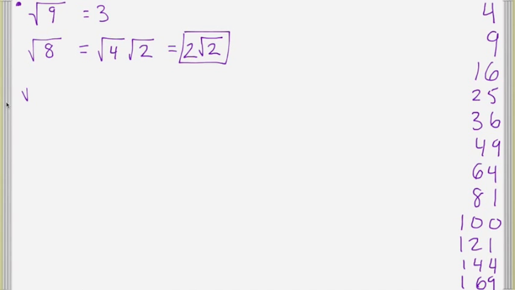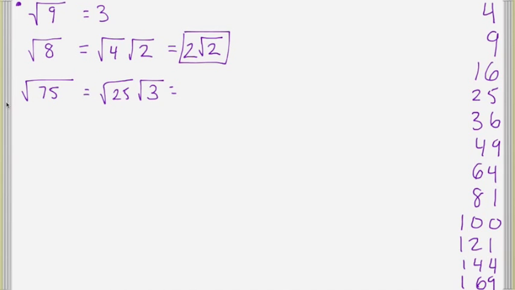Let's try 75. 75 is not on the list, so we can't take a square root of 75. What is the biggest number on the list that goes into 75? 25. So we're going to break this up to be square root of 25 times square root of 3, because 25 times 3 is 75.